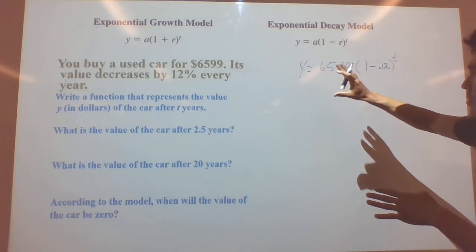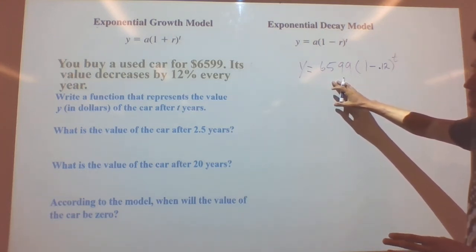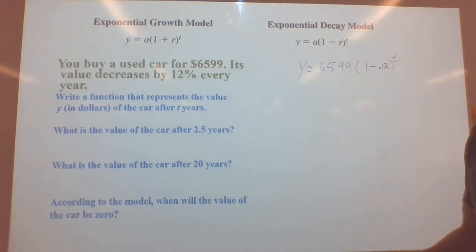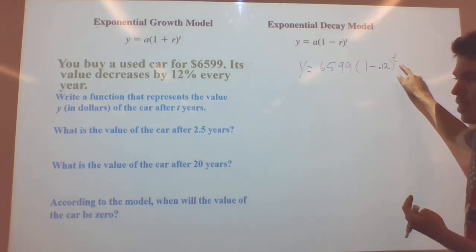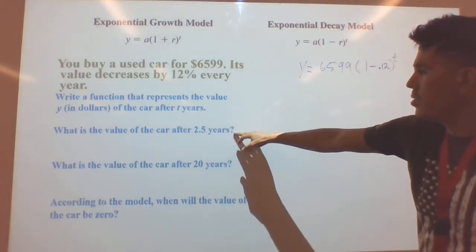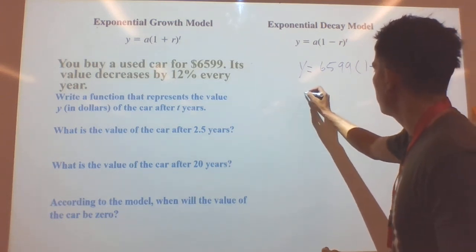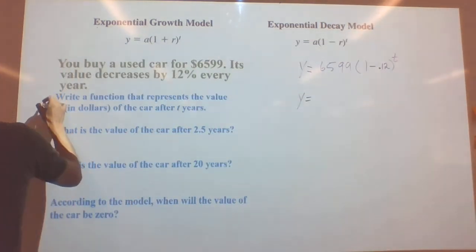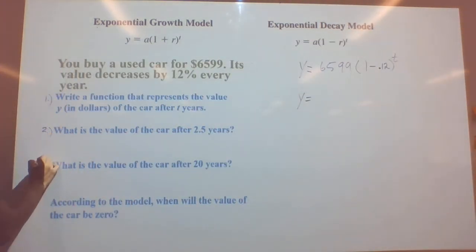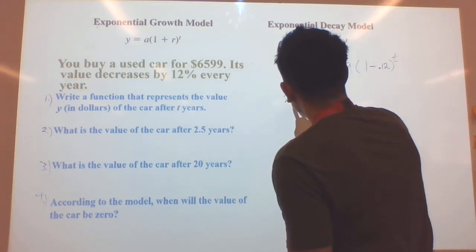This tells us how much we'll lose if we know how many years. Again, this is just the model. We're not told how many years. We're not asked for that until part 2 over here. What is the value of the car after 2.5 years? Well, let's find out. Let's label this: part 1, part 2, part 3, part 4. So again, this is part 1, this is part 2.